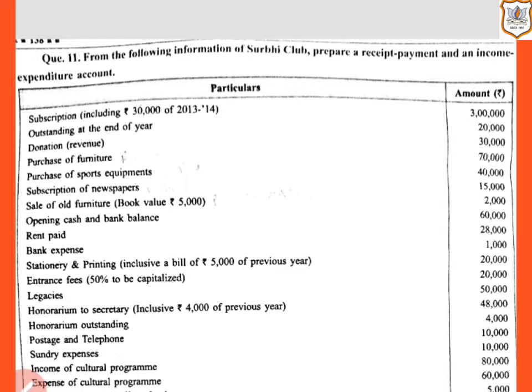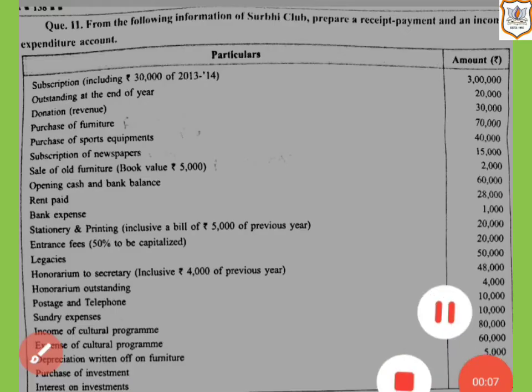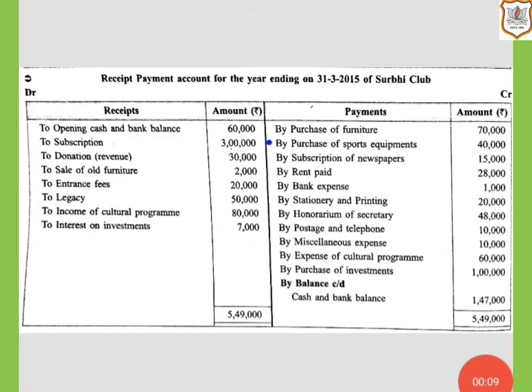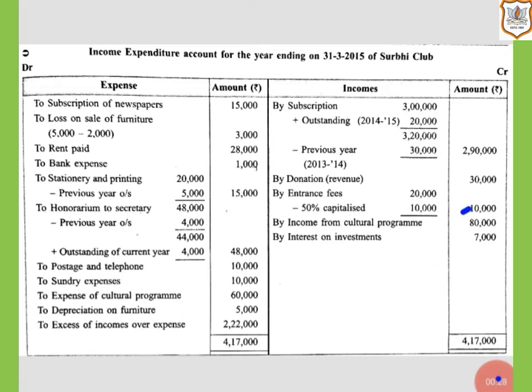Now let us see next. Next is given entrance fees. In the bracket, it is given that 50% is to be capitalized. That means 50% is to be considered as capital nature, and the remaining 50% is to be considered as revenue nature. So here 20,000 will be recorded on receipt side. Here it is 20,000 entrance fees, and 50% of 20,000, that is 10,000, is to be considered of revenue nature. So it will be recorded in income expenditure account on income side. Here it is 10,000 by entrance fees.